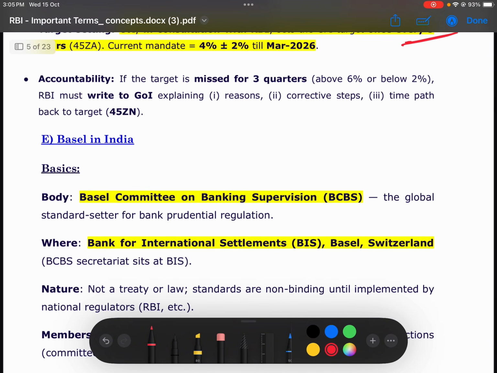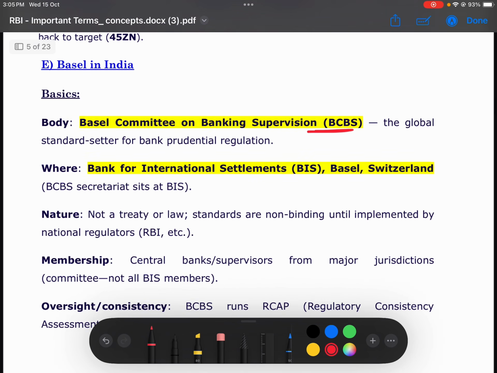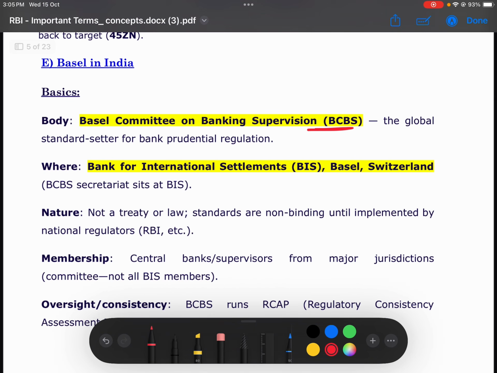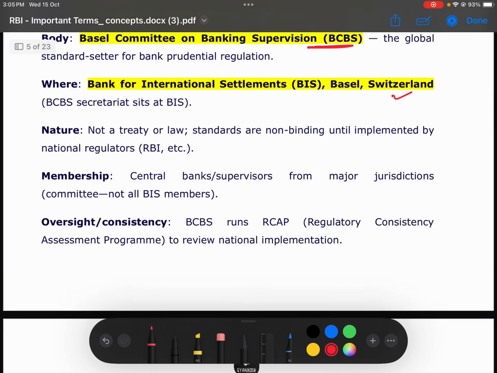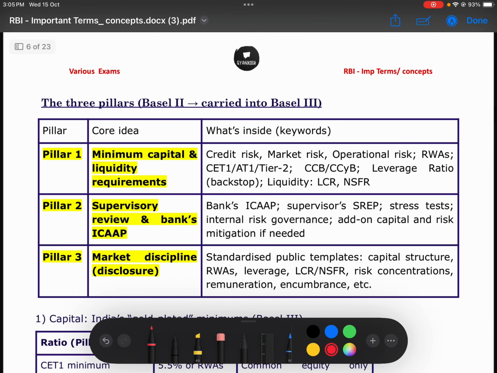Now another important topic is Basel in India. The main body is the Basel Committee on Banking Supervision, and its headquarters is in Switzerland. Membership and all, it is an important thing.